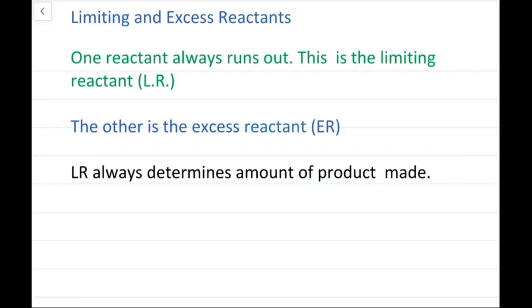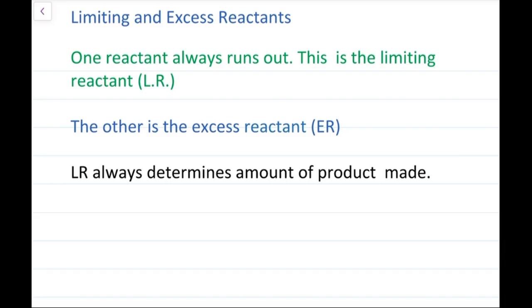Limiting and excess reactants are essentially just describing which reactant runs out when you react two things, two ingredients in a reaction. One of them always runs out, and that one is going to be the limiting reactant, and then the other one you have some left over of, and that's your excess reactant. And the important thing here, and the whole reason that we're concerned with this idea, is that the limiting reactant always determines the amount of product made.